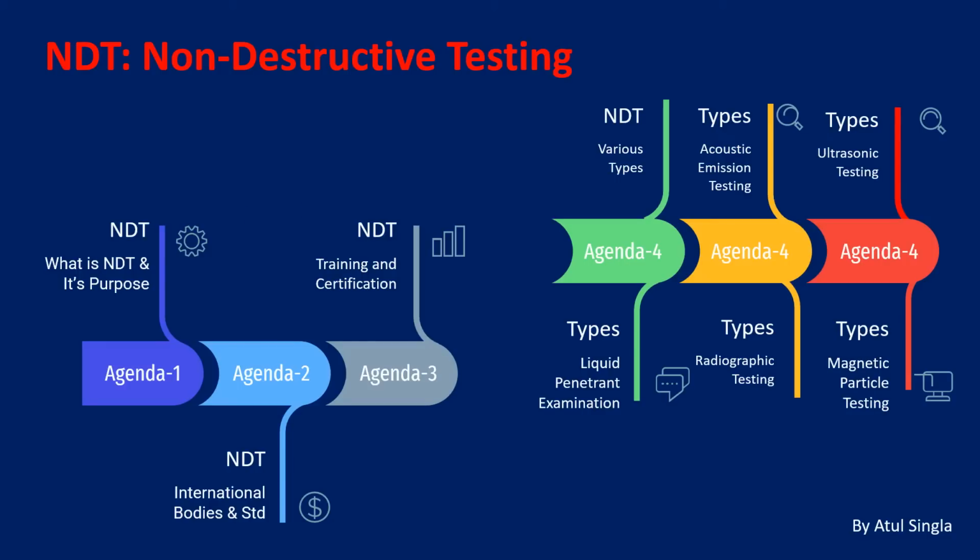In the second part, we are going to cover what are the various types of NDTs, right? For example, liquid penetration examination, acoustic emission, radiography, ultrasonic, magnetic particle. So this is the whole agenda of this section. So let us start with the basic understanding of what is NDT and its purpose.